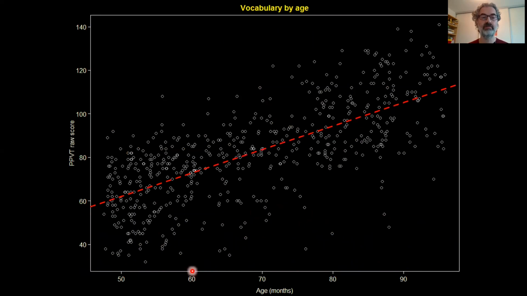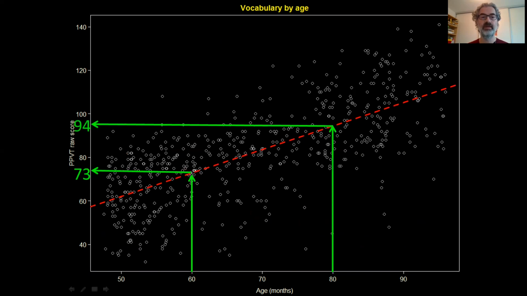So a child exactly at 60 months of age, we hit the line of regression at 73. And for a child at 80 months, we hit the line of regression at 94. These are our predicted values of vocabulary.